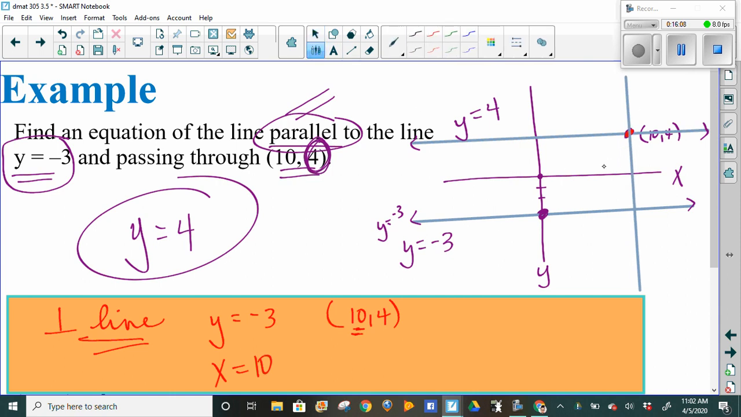So now I know that it's perpendicular. And perpendicular means it's going to make a right angle. So we're going through this point, 10, 4. So y equals 4 is parallel, x equals 10 is perpendicular. So that should cover anything that your math lab will ask you about parallel and perpendicular, horizontal and vertical lines.